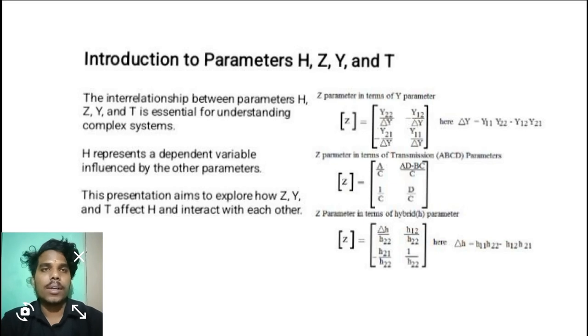Firstly, introduction to parameters H, Z, Y and T. The interrelationship between parameters H, Z, Y and T is essential for understanding complex systems. H represents a dependent variable influenced by the other parameters. This presentation aims to explore how Z, Y and T affect H and interact with each other.